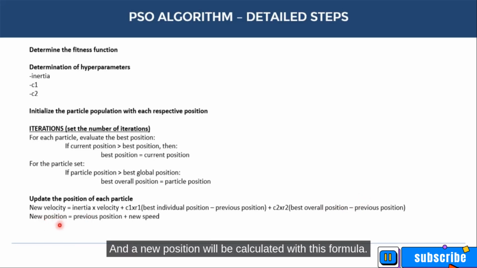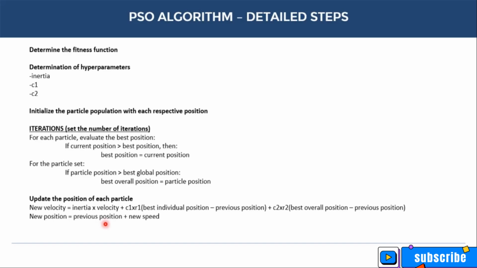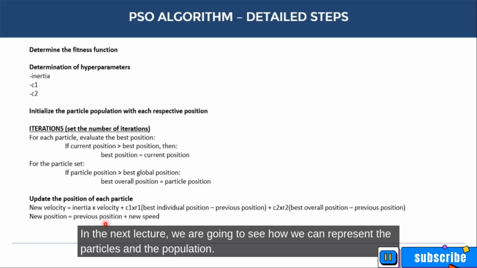And the new position will be calculated with this formula: the new speed that we calculated here and the previous position. In the next lecture, we are going to see how we can represent the particles and the population.